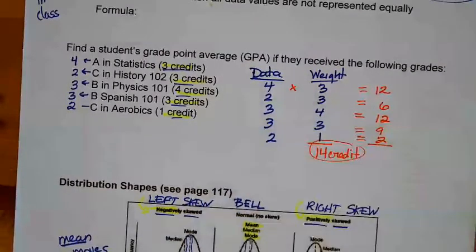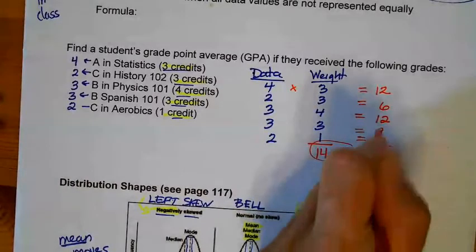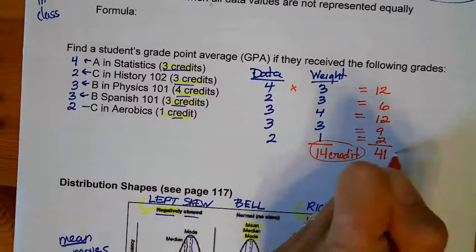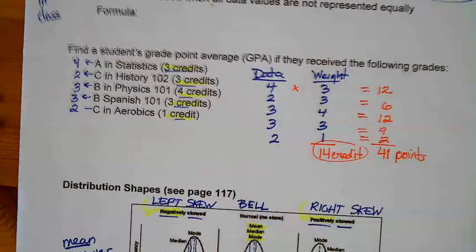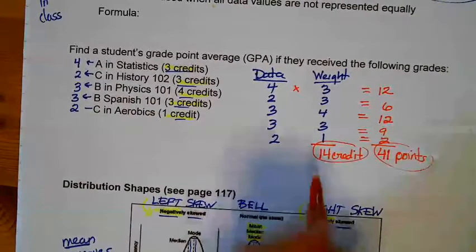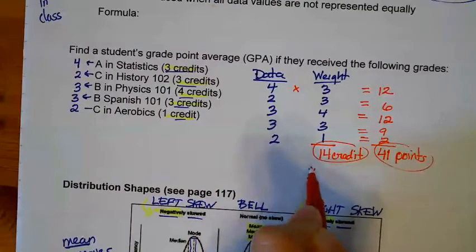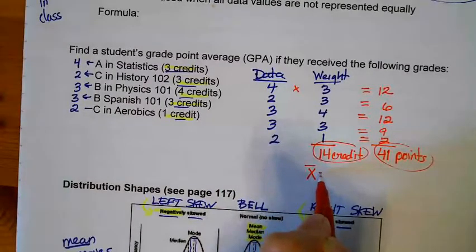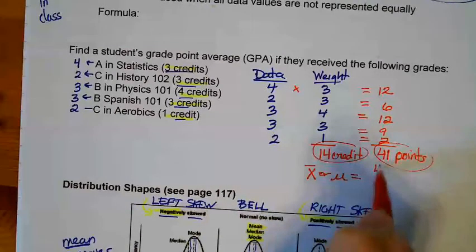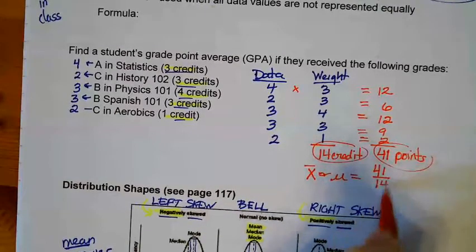So this 14 credits is our total weight, kind of like a frequency. And here's our total points. Add those up. Double check: 24, 30, and 11 more, 41. So 41 points is kind of what they call quality points or points for grades. And then our final answer would be, well, we need to get our x bar, or in this case, actually probably mu, because this was just our data, 41 divided by 14.